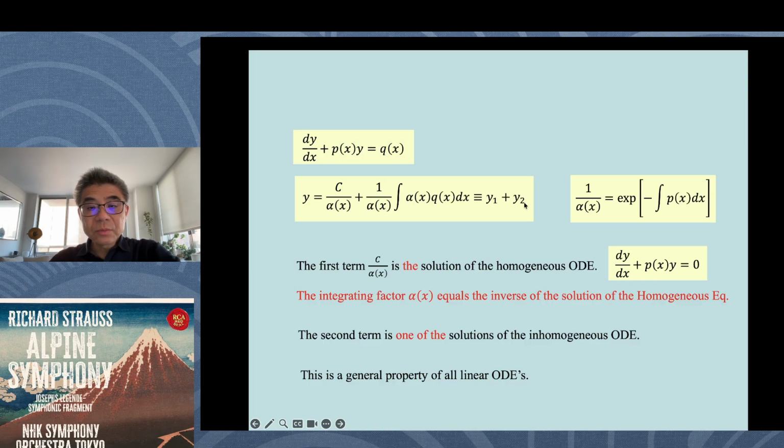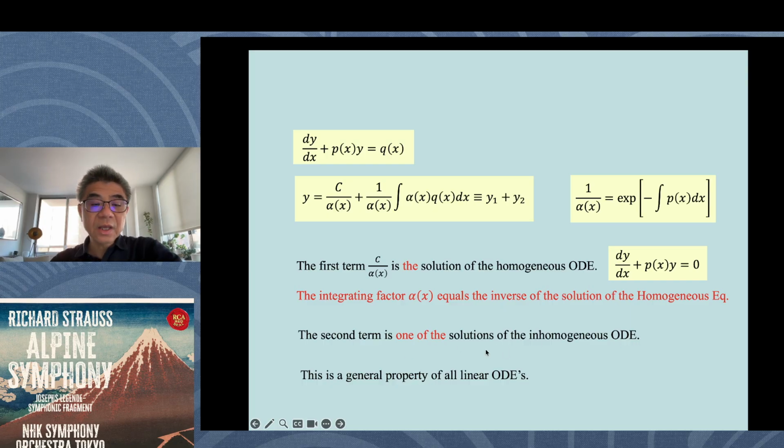And then y2, this very complicated form, is one of the solutions of the inhomogeneous ODE. Because C could take any value, if I put C equal to 0, then only the second term will be left. However, I can choose C equal to 0, and the second term still satisfies the inhomogeneous equation. You can just plug it in to check that it is true. Here I call it y2. y2 is one of the solutions of the inhomogeneous ODE.